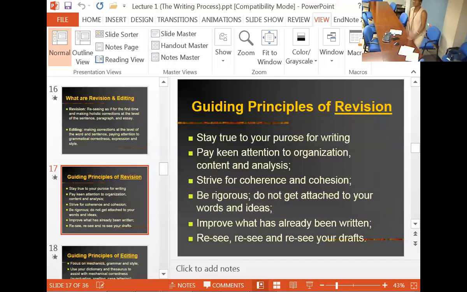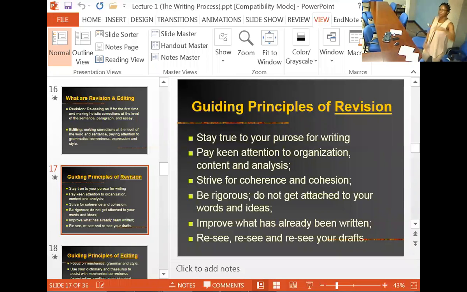Now, the guiding principles of revision. Stay true to your purpose for writing. Remember that for this example we're looking at, the thesis statement says that with the right guidance, etc., you can accomplish what you want. We can't suddenly change that and start talking about how to get bold, keep your hands, pump iron. That wouldn't make any sense. So when you are revising, remember what the purpose is and stick to that. Don't insert anything that shouldn't be there, and remove the things that need to be taken out because they're not staying true to your purpose.